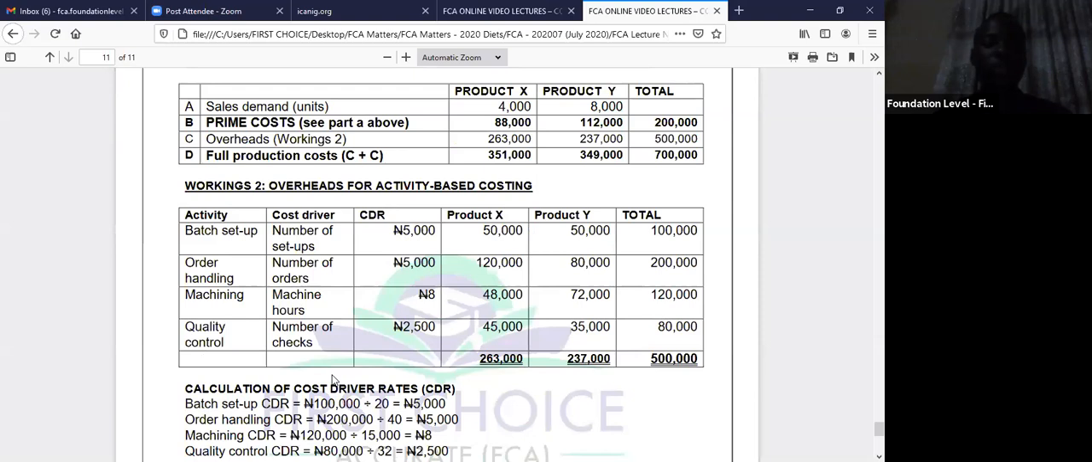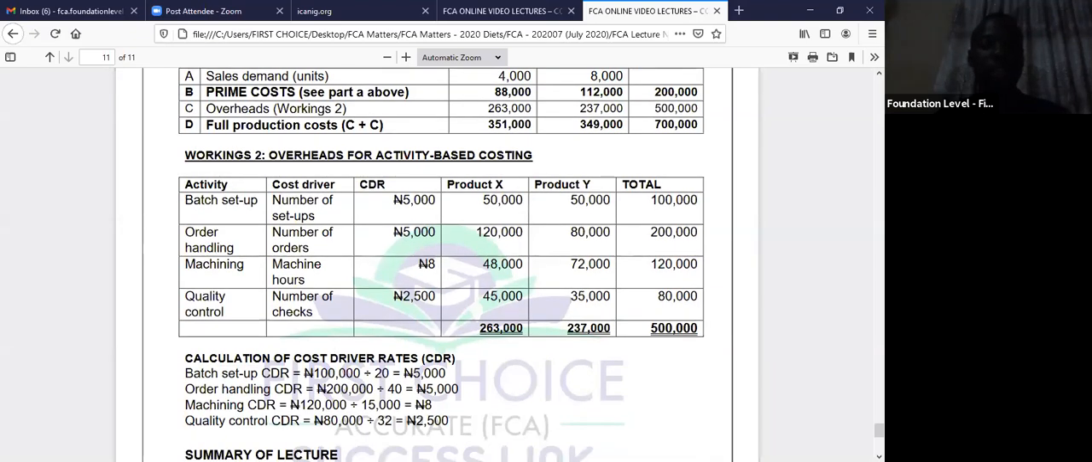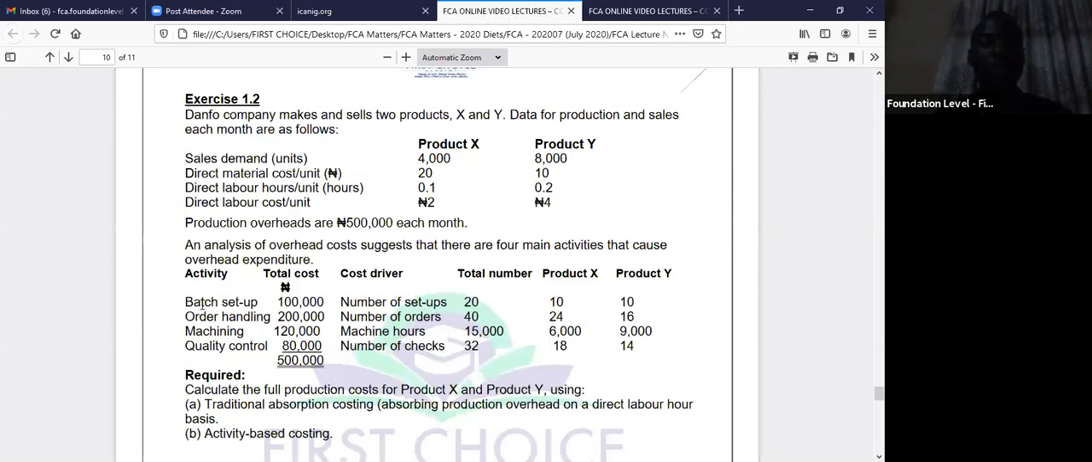First, you need to set up their overhead absorption rate. So that's what we did here. For batch setup, why do we need batch setup? Batch setup is the activity. And we said batch setup is 100,000 naira. And what is the cost driver for batch setup? Number of setups. So it means 10 and 10. These are the number of setups you did. 10 and 10 gives you 20. So 20 is the total number of setups.